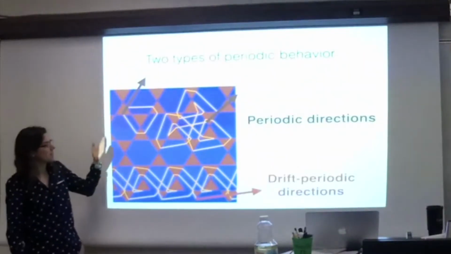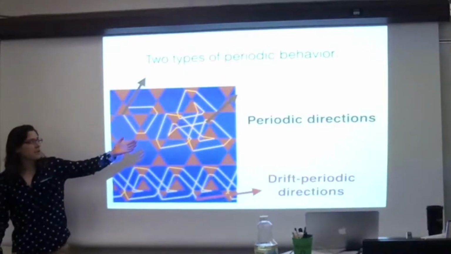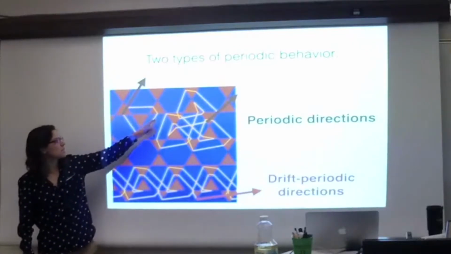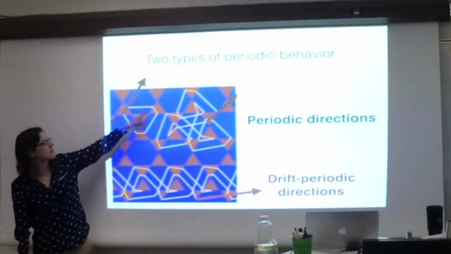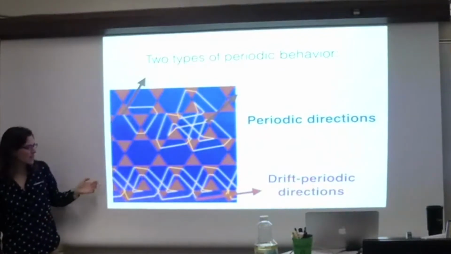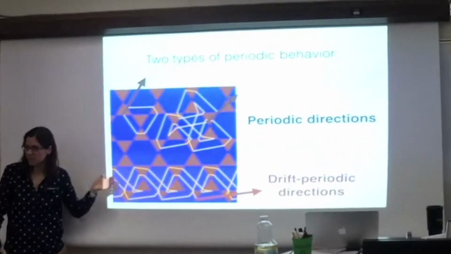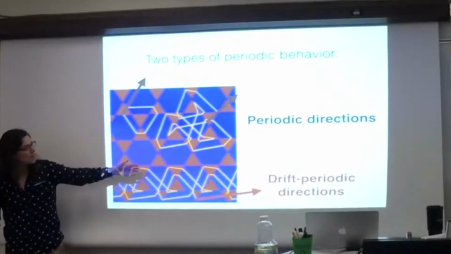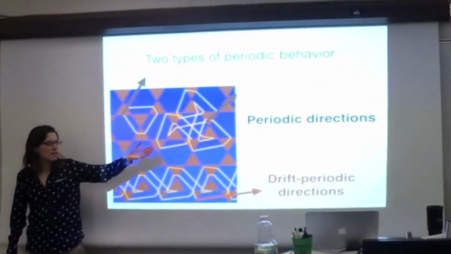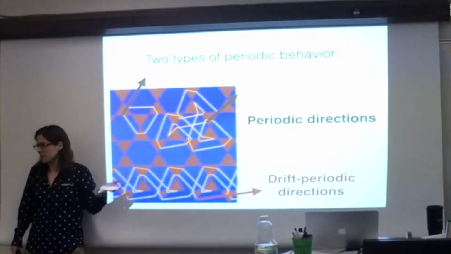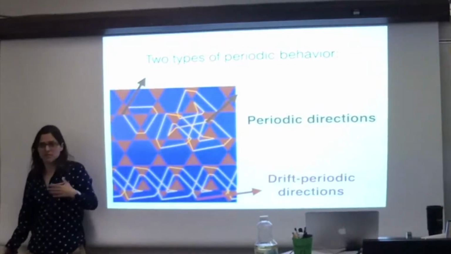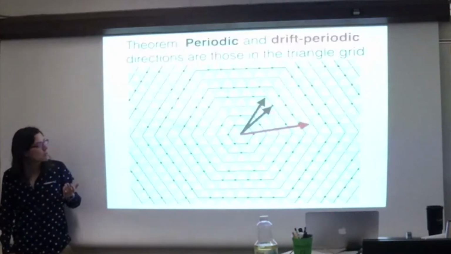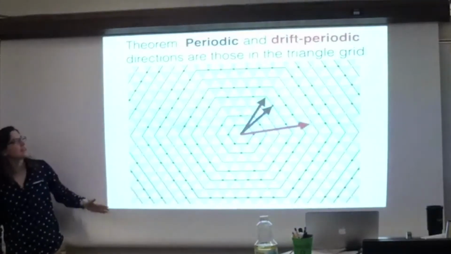So in this tiling as well, we have two types of periodic behavior: things that are legitimately periodic, like this thing here, period 6 or whatever, and then things that are drift periodic. They're periodic, but with drift. Okay, and you might want to know, if I want to shoot my ball in a direction to get a periodic trajectory or a drift periodic trajectory, what should I do? Well, we proved this is how you get it.